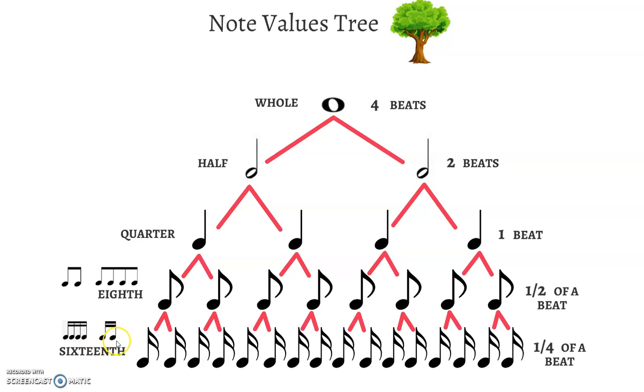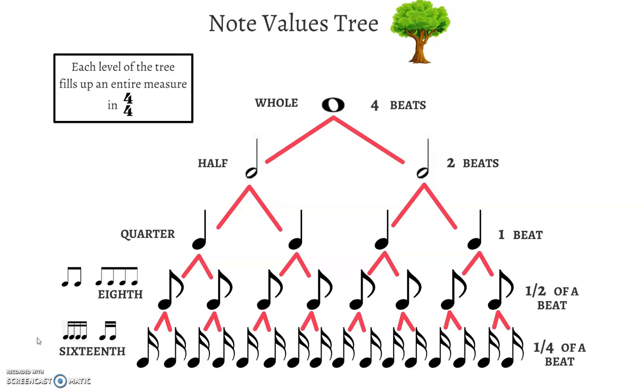So there's just 2 16th notes. You can have groups of 8, 16, 132, whatever it is. They're still 16th notes if they have a double beam. I was explaining this as I was going down the tree. Each level of the tree fills up an entire measure in 4/4 time, because in 4/4 time, every measure contains exactly 4 beats. So your whole note fills up a whole measure in 4/4 time.